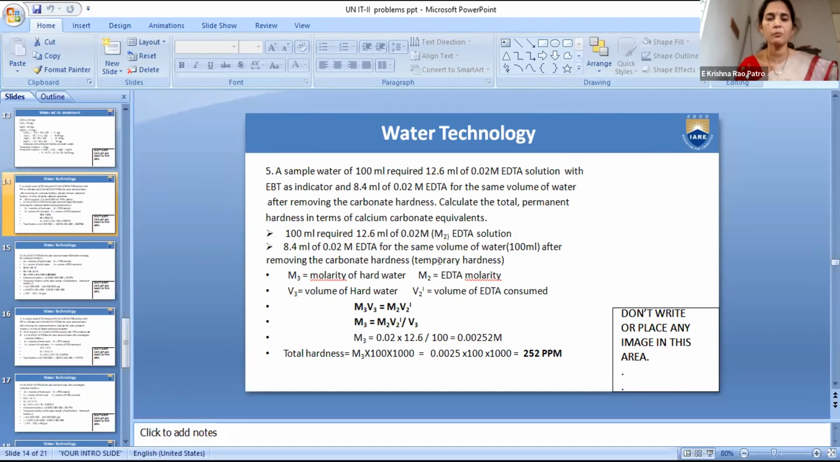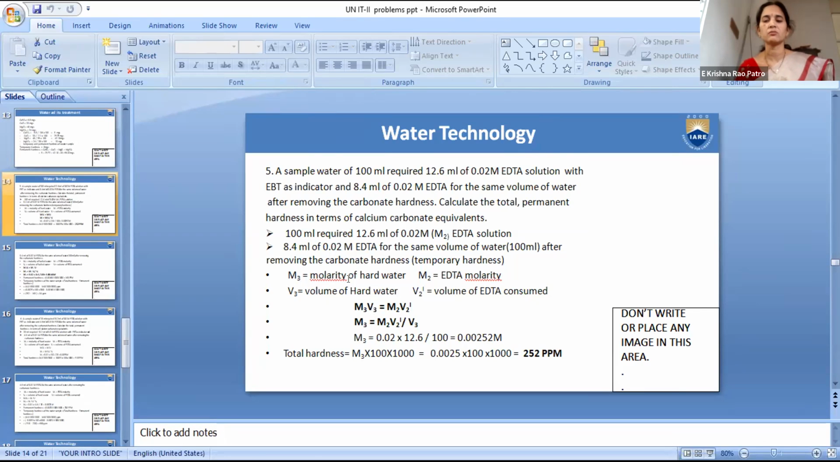Now the second formula: M3 V3 is equal to M2 V2 dash. If you write these formulas only, you can do the problems well. I am not starting the problem directly. First we write the formulas, then you can do the problem.